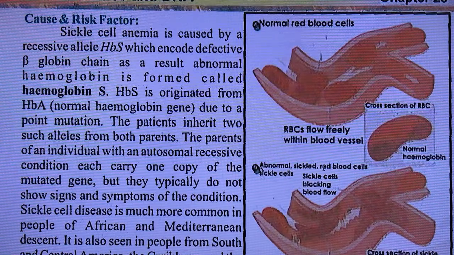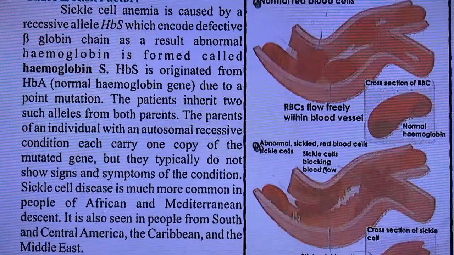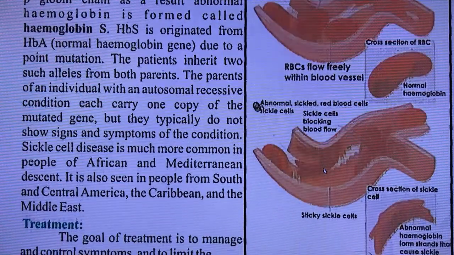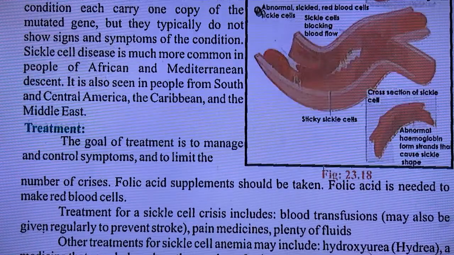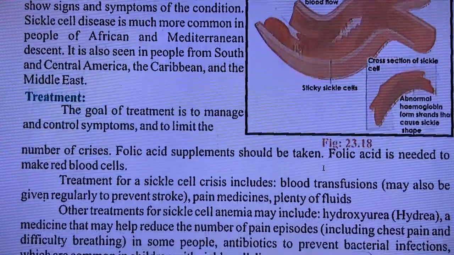Due to a point mutation, the patient inherits two such alleles, one from each parent. The parents of an individual with an autosomal recessive condition each carry one copy of the mutated gene, but they typically do not show signs and symptoms of the condition. Sickle cell disease is much more common in people of African and Mediterranean descent. It is also seen in people from South and Central America, the Caribbean, and the Middle East.